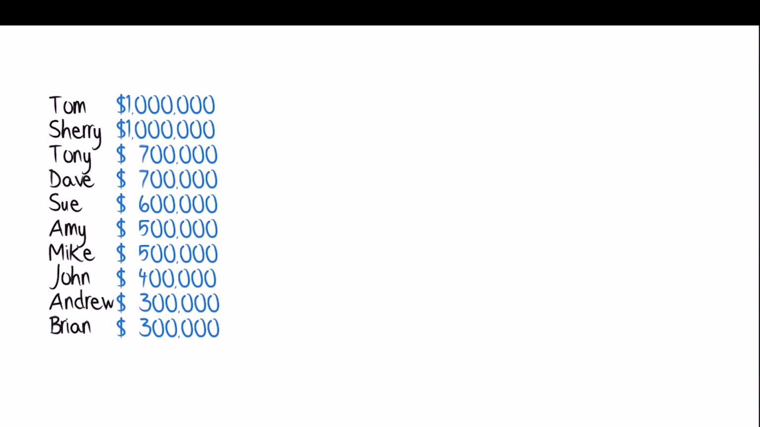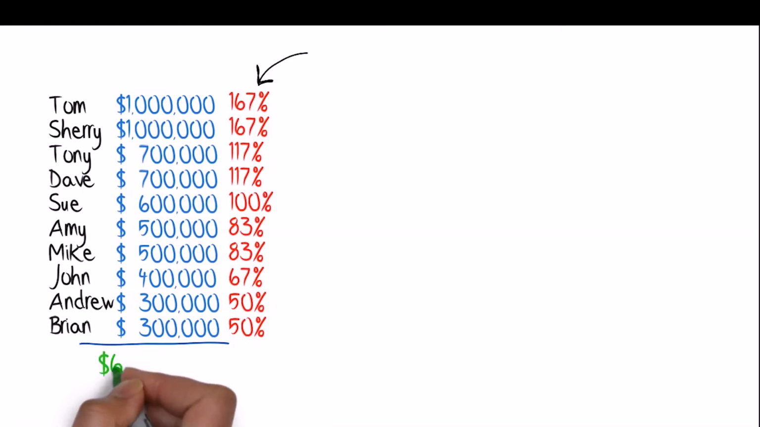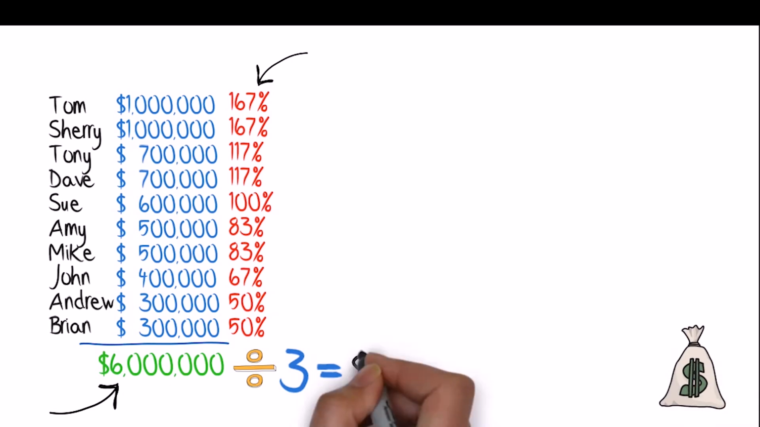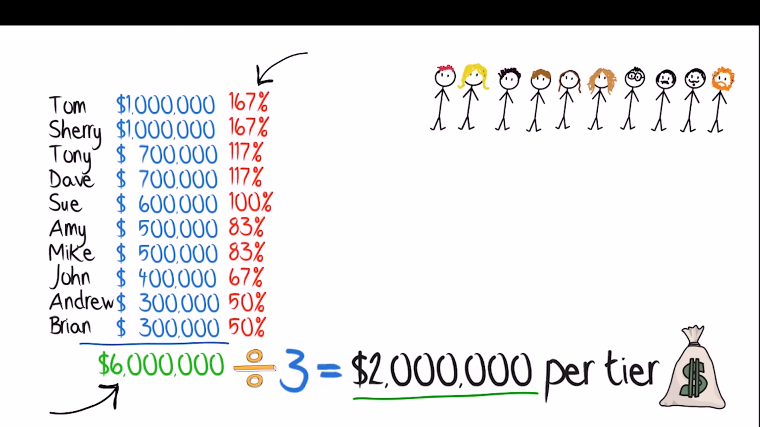But look what happens when we take the same team, same results, and instead of looking at the right-hand column to determine breakpoints, we look to the bottom line. Let's take that $6 million in performance and divide by the 3 tiers that we want to establish. So this method determines the value of each tier and tells us our sales performance at each level is worth $2 million. Now we can see if that changes who or how many at each performance level.